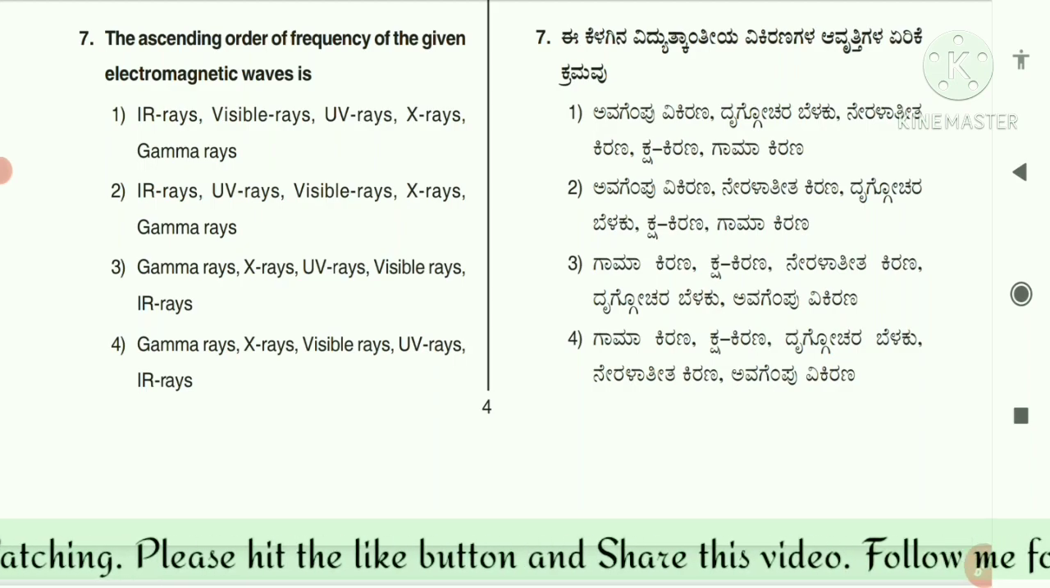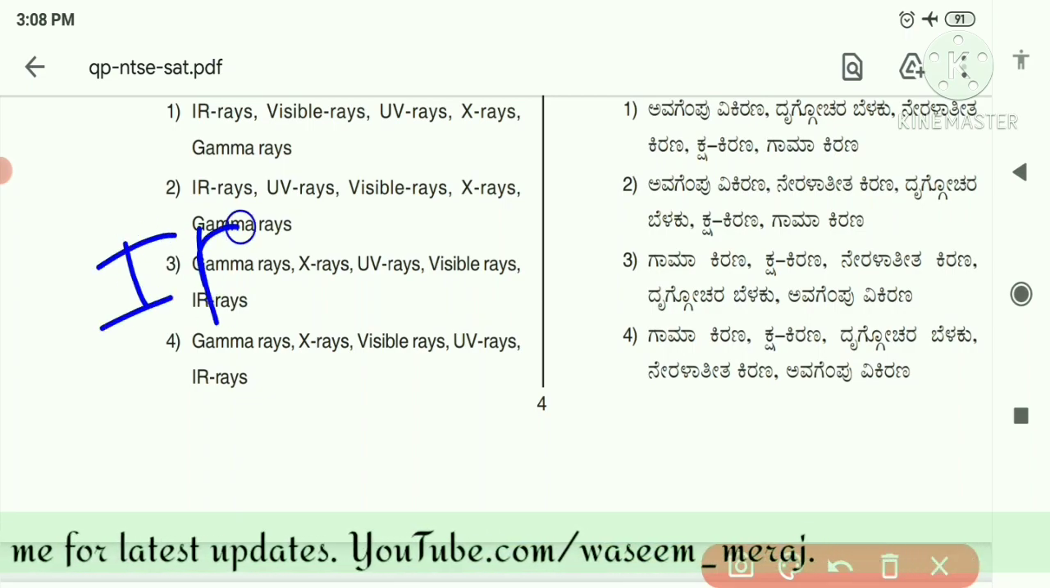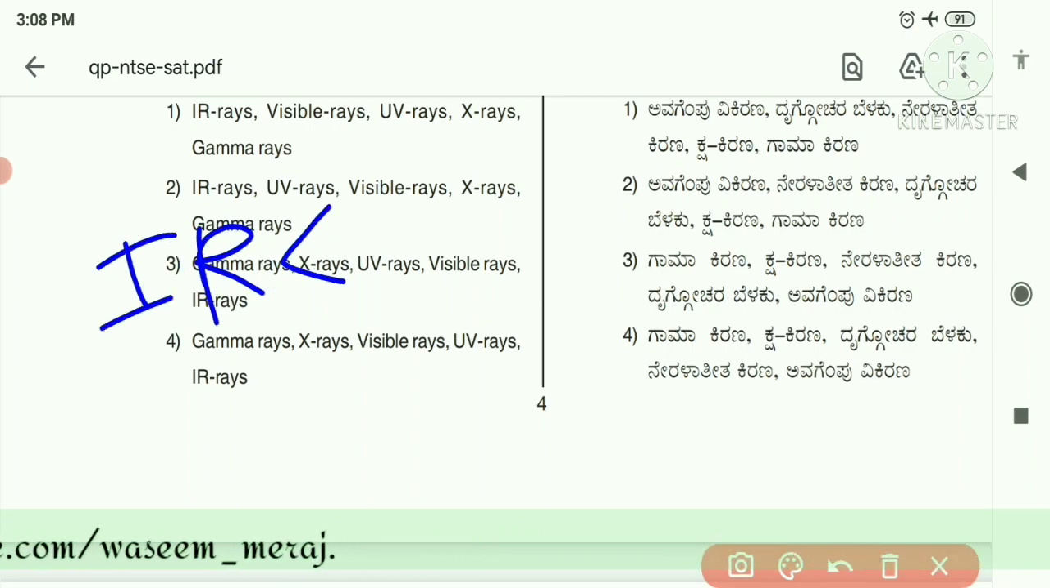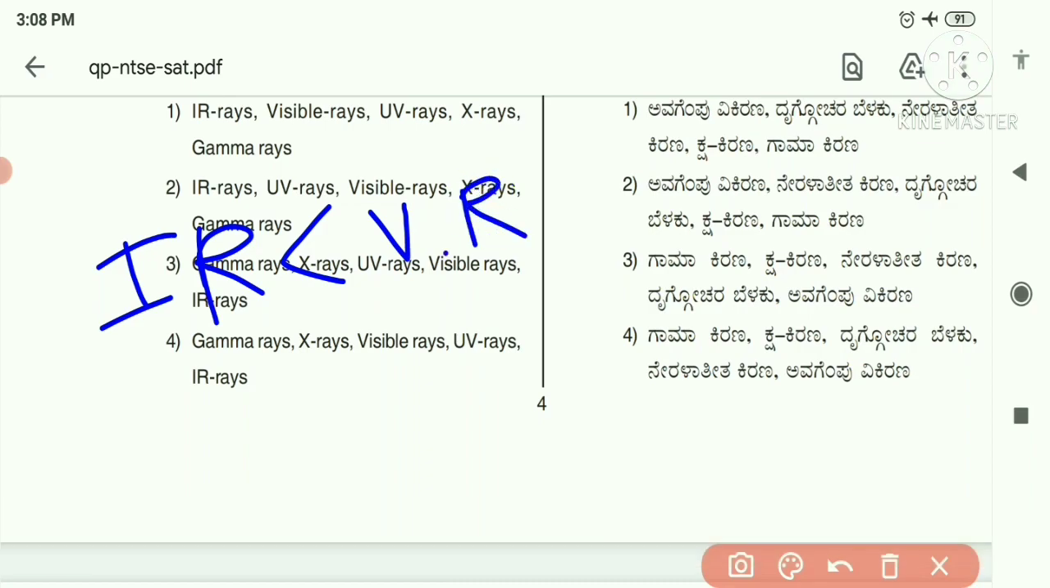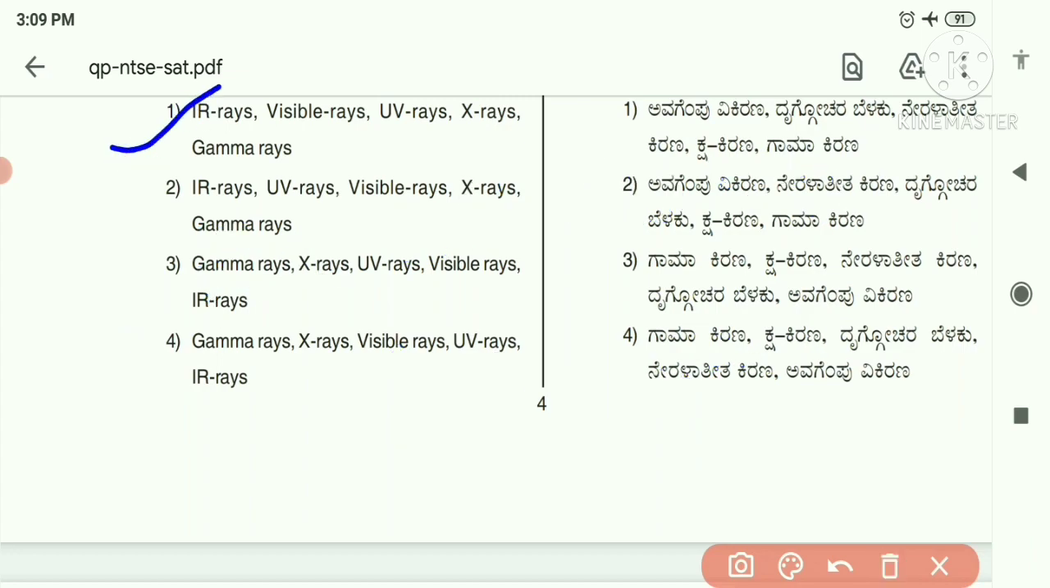First comes infrared rays, IR. Next visible rays, next UV rays, next X rays, and X rays are lower than gamma rays. Next is gamma rays. So here, the first one is the right answer. It is in ascending order.